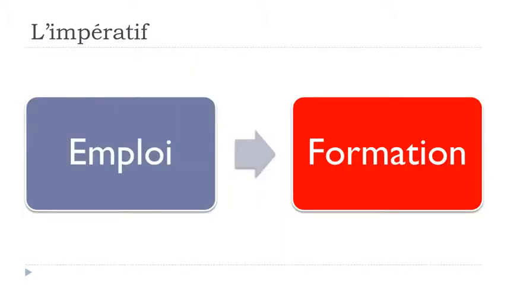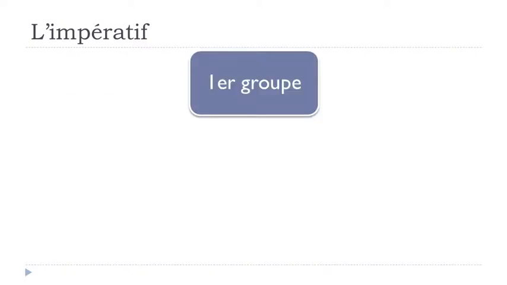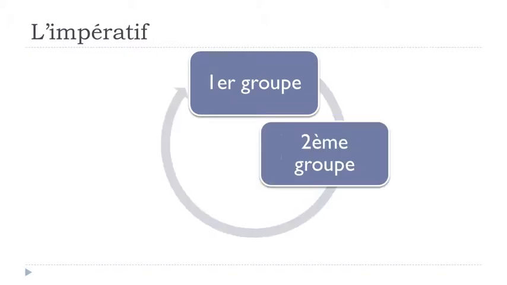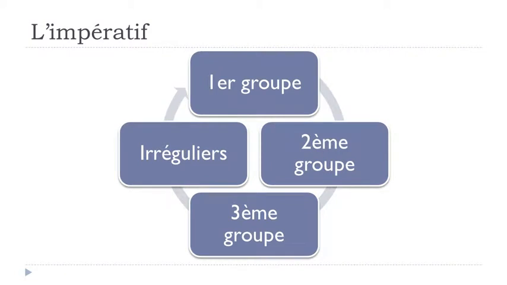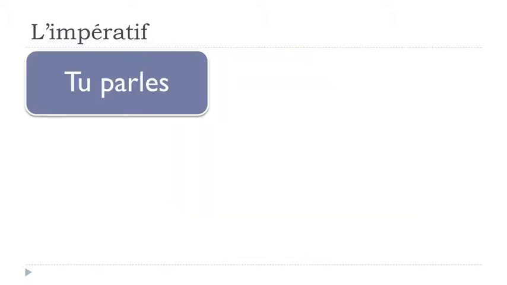Let's see now how we build this impératif form. We'll see first the premier groupe, then the deuxième groupe, and then the troisième groupe, and finally, of course, as usual, the irregular verbs. All right, so let's start with le premier groupe. Normally the first group, and it's been that way so far, is the easy group because it is regular. In that case, for the imperative, it will be the tricky group.